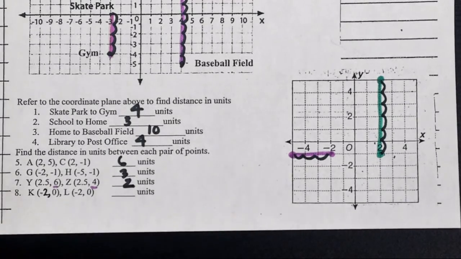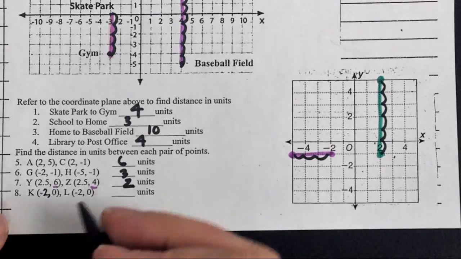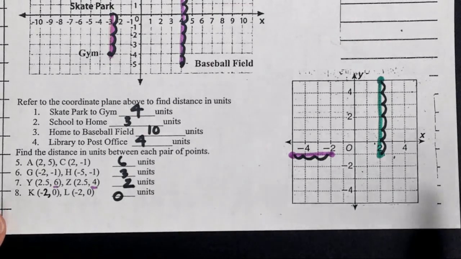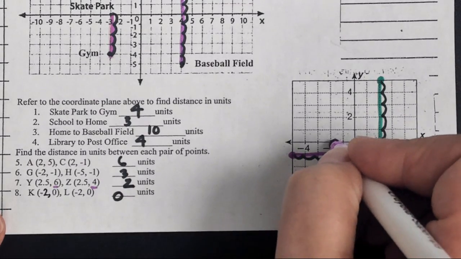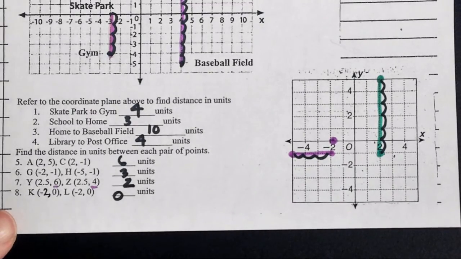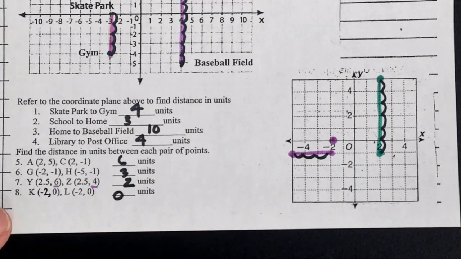Look at number 8. Negative 2, 0 and negative 2, 0. What is your distance? 0. Awesome. If they are the same, guys, there's no distance between them. If you were to graph it, it would just be negative 2, 0, negative 2, 0. There's no distance. Any questions so far?